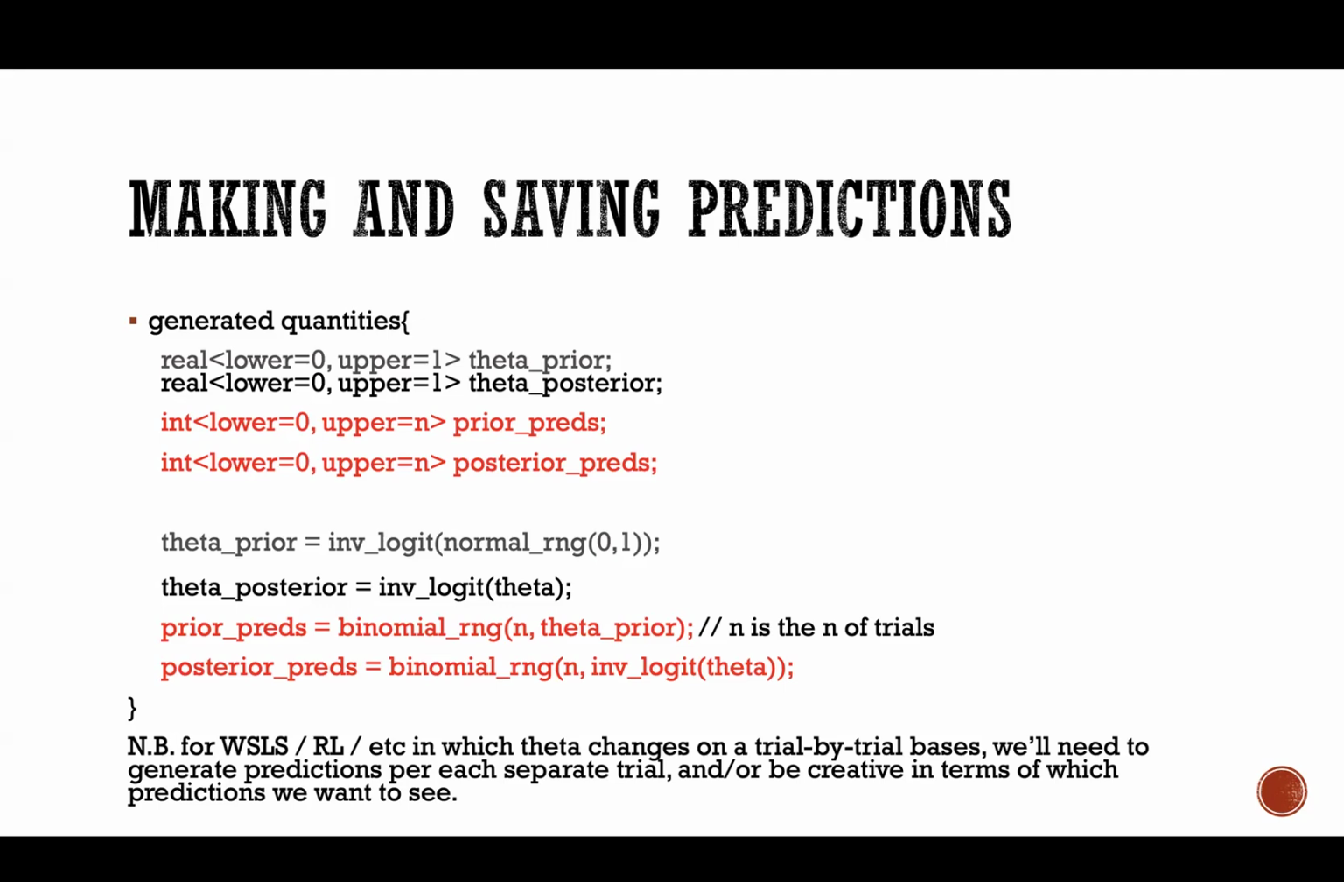And then we have that the prior preds are generated using a random number generator, RNG, that follows a binomial distribution with number of trials equal n and using a theta that's equal to theta prior. The posterior predictions will have the same random number generator, a binomial, the same number of trials, but instead it should use the theta posterior.